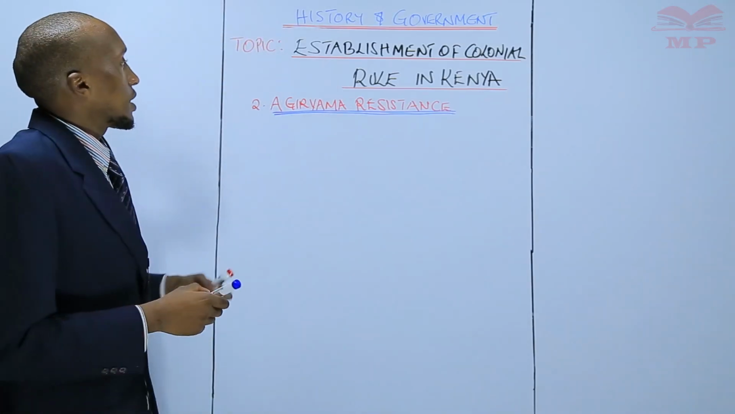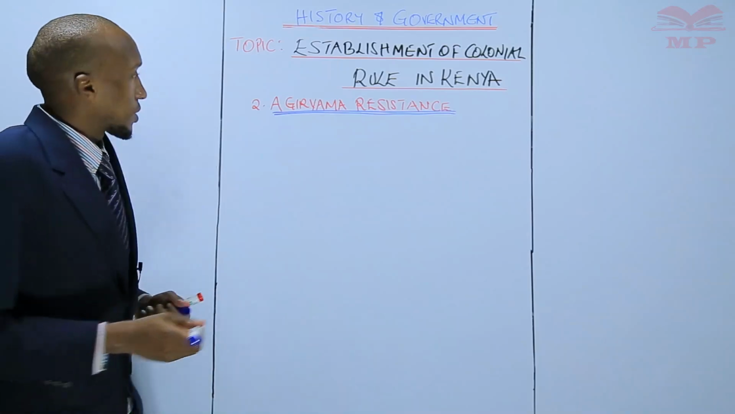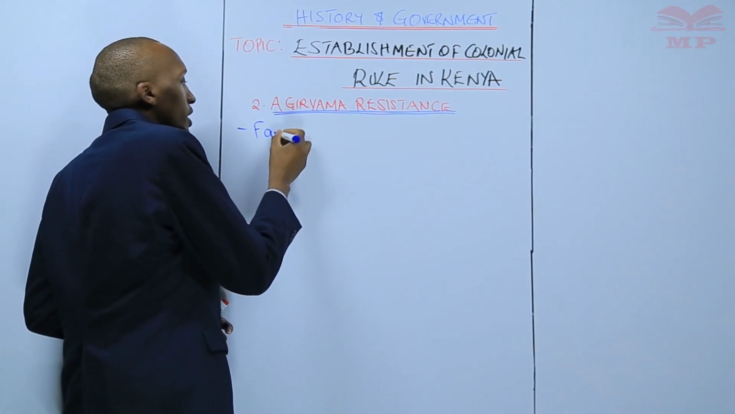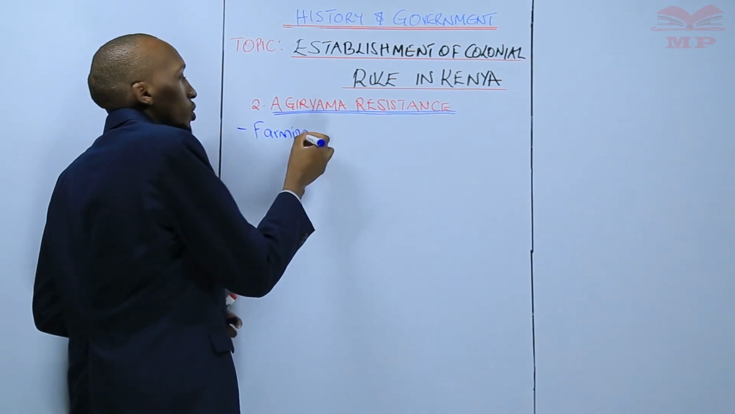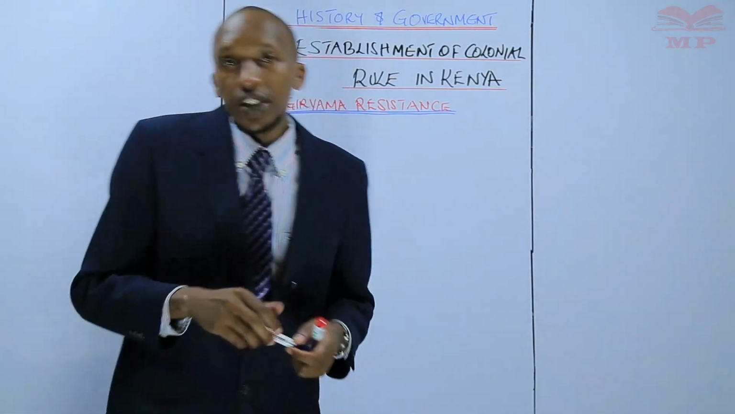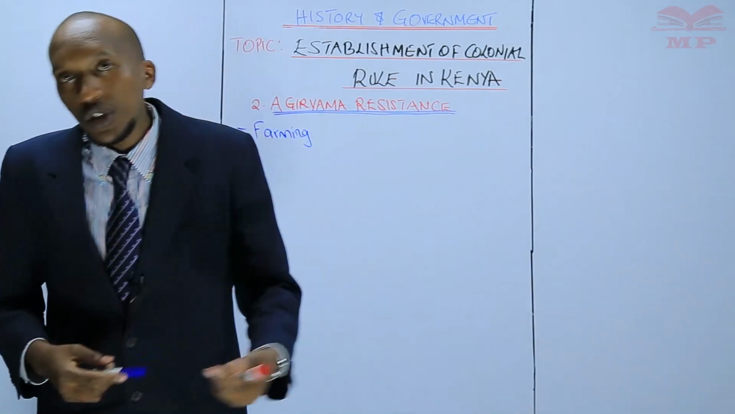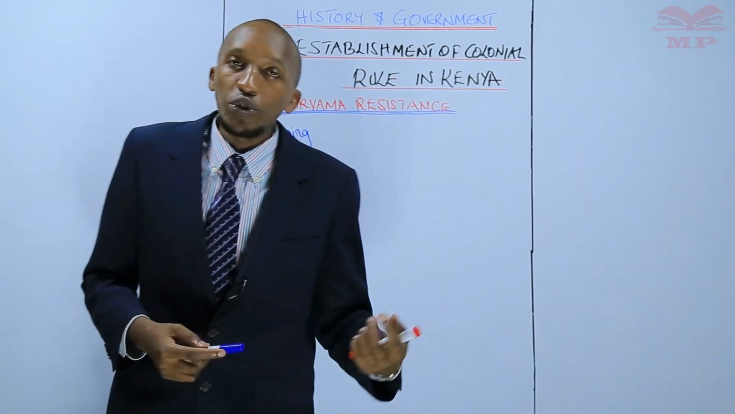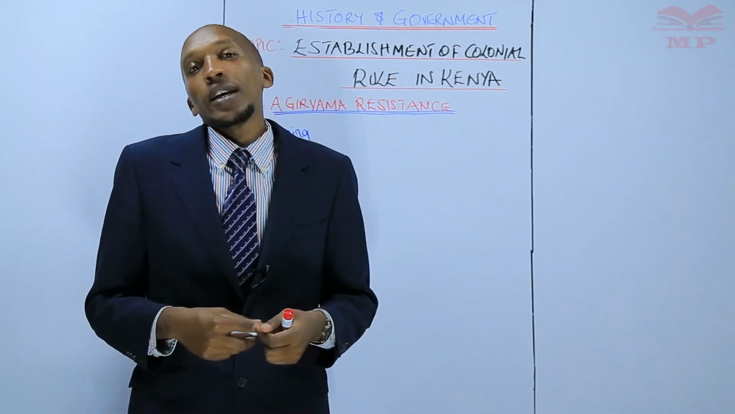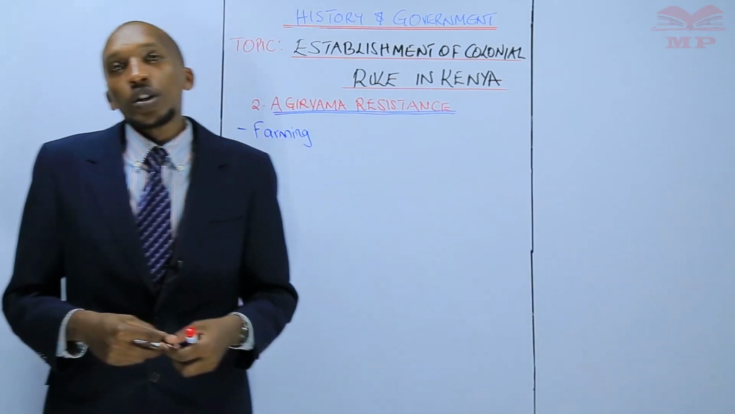In their lives, they were traditionally farmers. They engaged in farming. They had fertile land, so they could produce products that they sold to the coastal communities, the communities that were living along the coast. And with the coming of the Arabs, they could also sell them to the Arabs.